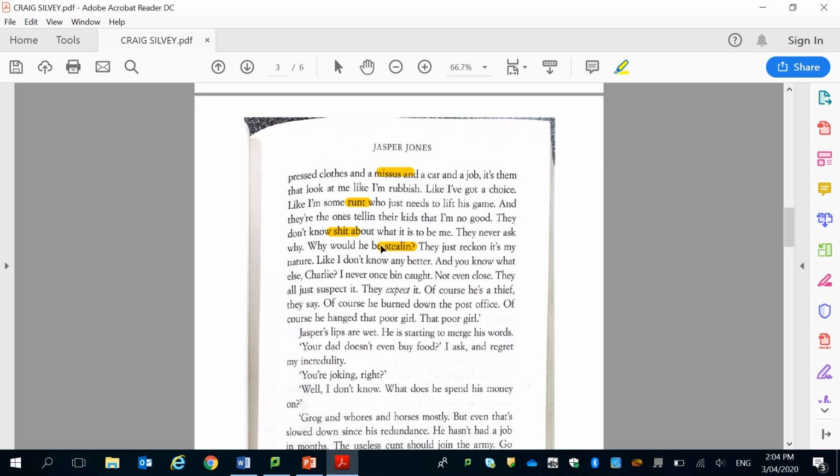Now we got an abbreviation there that is part of his accent or his use of slang language. And this one's not that uncommon here in Australia in particular.